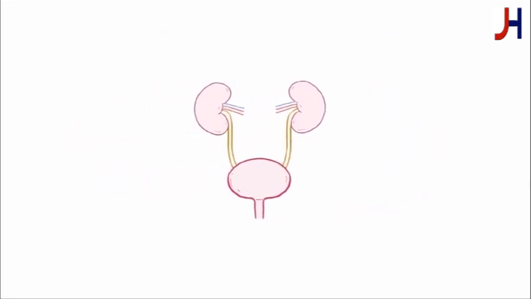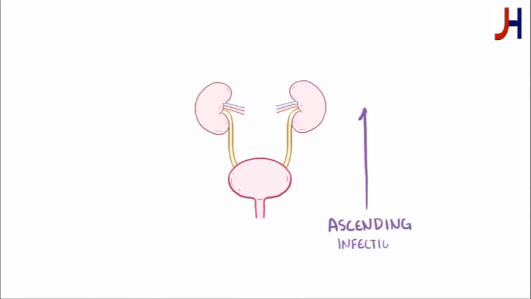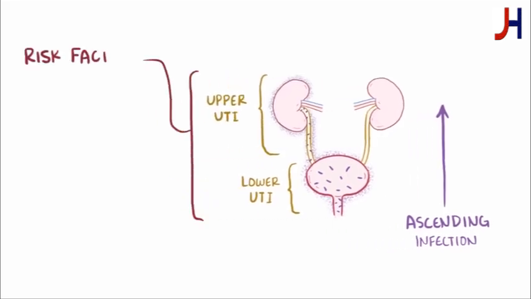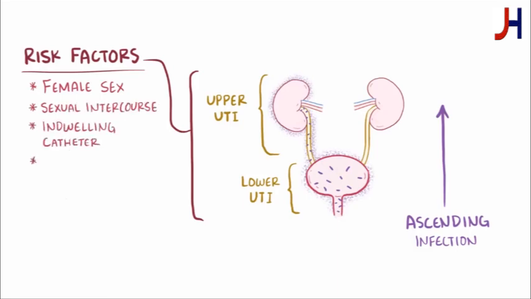Acute pyelonephritis is most often caused by ascending infection, meaning bacteria start by colonizing the urethra and bladder, which would be a lower urinary tract infection, and make their way up the ureter to the kidney. Therefore, upper UTI shares a lot of the same risk factors as lower UTI. Things like female sex, sexual intercourse, indwelling catheters, diabetes mellitus, and urinary tract obstruction.